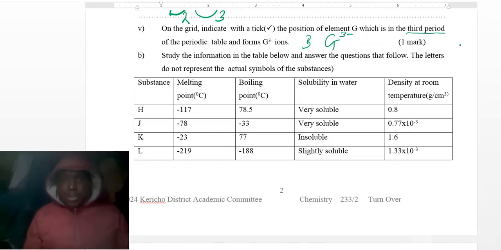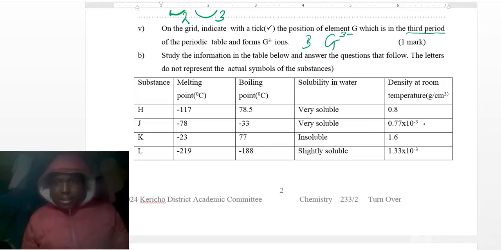Study the information in the table below and answer the questions that follow. Substance H, J, K, L. We have the melting point: -17, 8, 78, 23 to 19. Boiling point is there. So substance H is very soluble in water, J is very soluble in water, K is insoluble in water, L is slightly soluble. The density of each of them has been given.